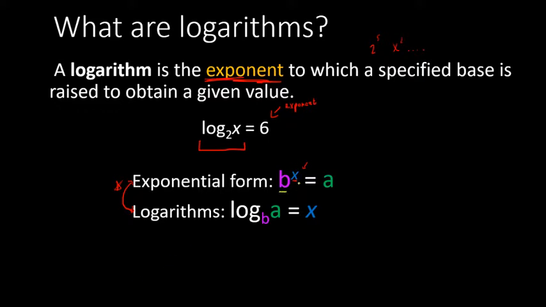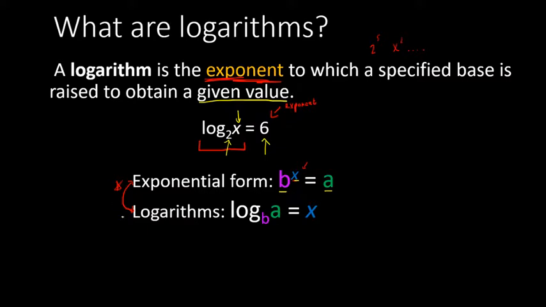So b is my base, x is my exponent, a is that given value. Okay, a is that given value that was referred to in the definition. So a logarithm is an exponent to which a specific base is raised to obtain a given value. Okay, and this a term doesn't have a proper name. I often call it the result. So if you hear me talking about the result, that's the term that I'm referring to.